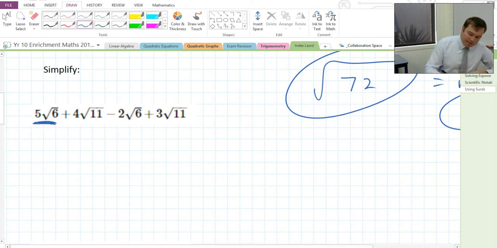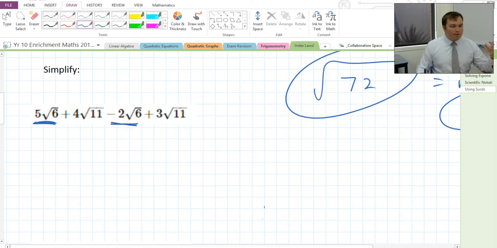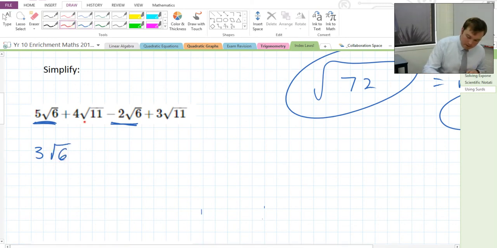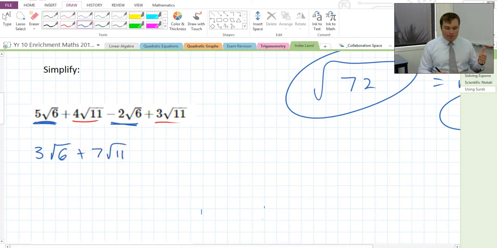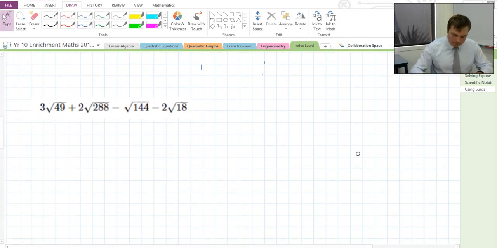Alright, so one of the rules is we can collect like terms involving surds. So that reads as 5 lots of root 6, and that is minus 2 lots of root 6. 5 minus 2 is 3 lots of root 6. Similarly, 4 lots of root 11 plus 3 lots of root 11 is 7 lots of root 11. Now we can't simplify the root 6 or the root 11, so we leave it as that.